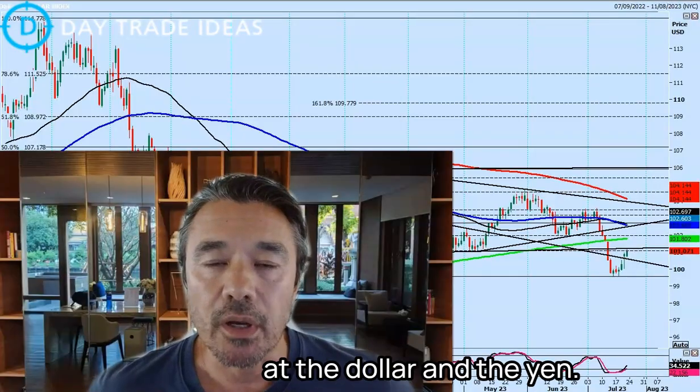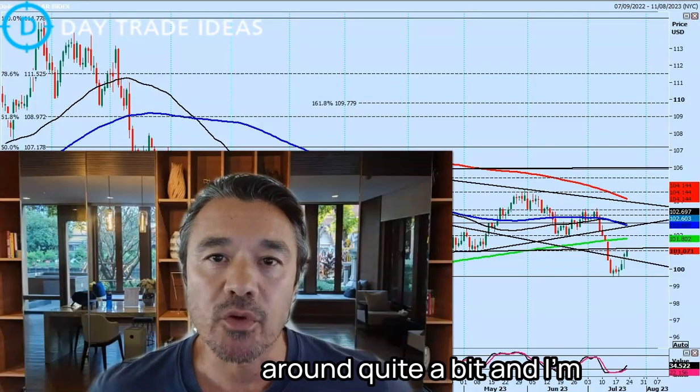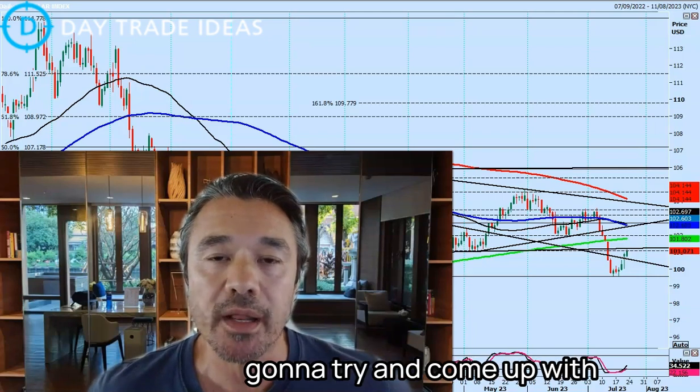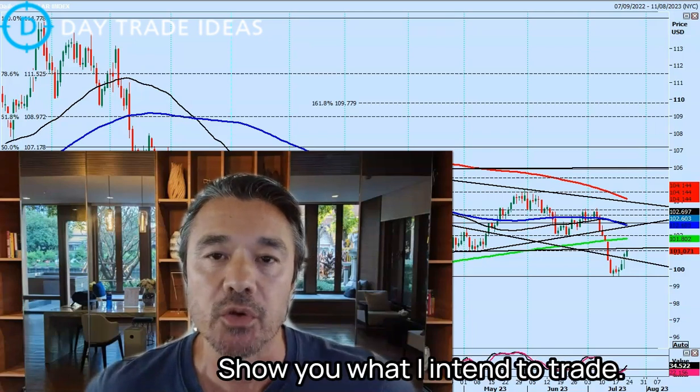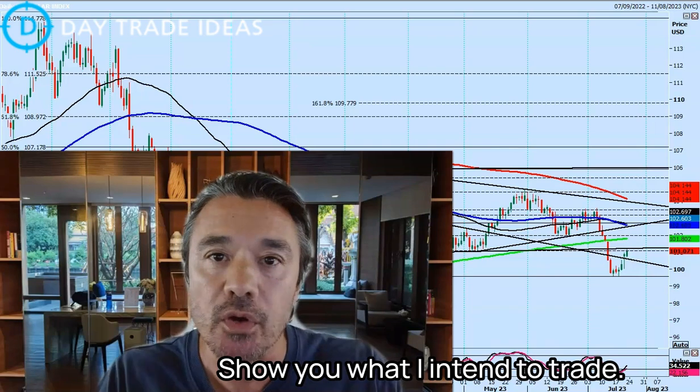Today, I'm going to have a look at the dollar and the yen. They've both been moving around quite a bit, and I'm going to try and come up with some trade ideas for this week, show you what I intend to trade.